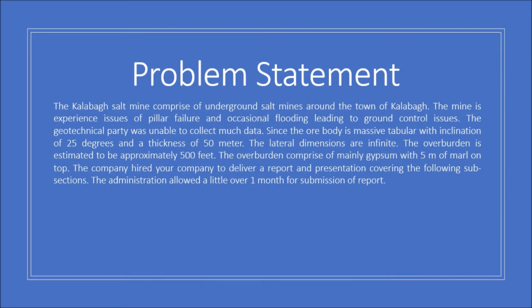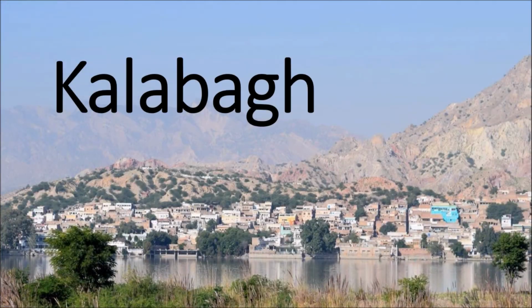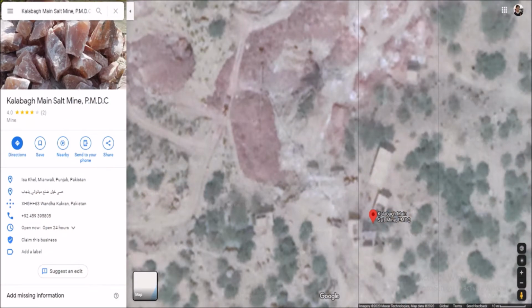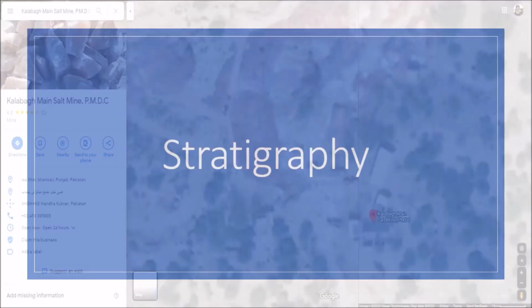First, this is the problem statement. This problem is related to Kalabagh salt mine. The mine is experiencing issues of pillar failure and flooding. Kalabagh is located at the western bank of Indus River, district Mianwali. The Kalabagh salt mines are located on the bank of the Indus River. Salt is excavated by using the room and pillar mining method, where the salt is still mined manually.